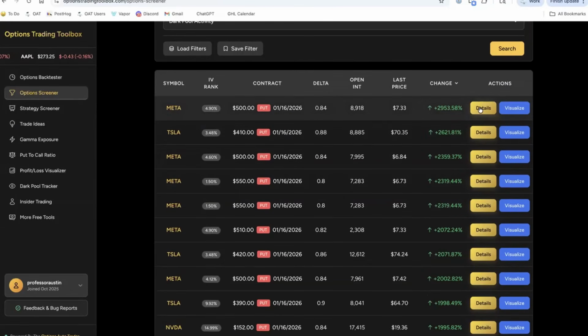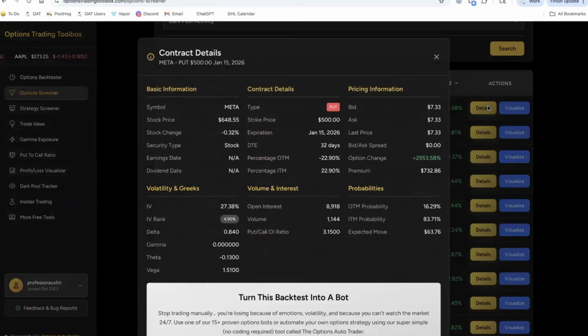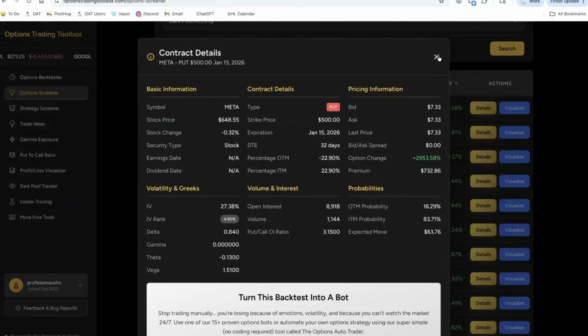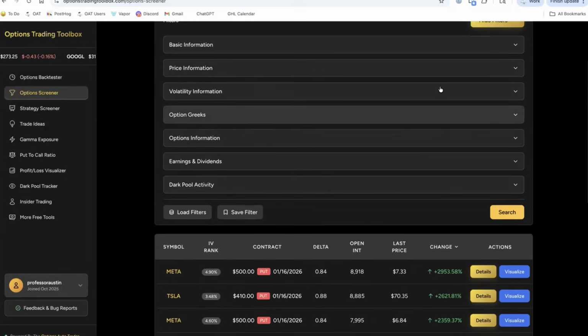Once you want to learn more, you can click on that contract by clicking on details. That will open up all the details about this and show you exactly everything you need to know about that contract to see if it's something that you want to trade or not.